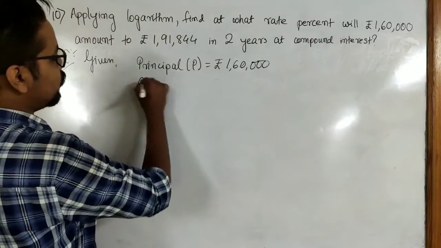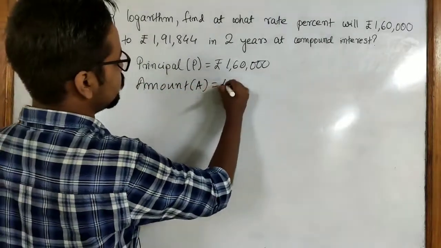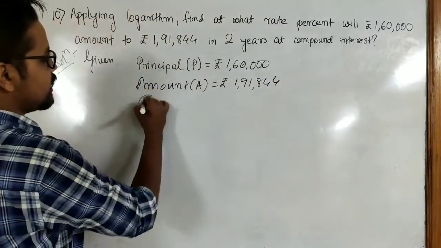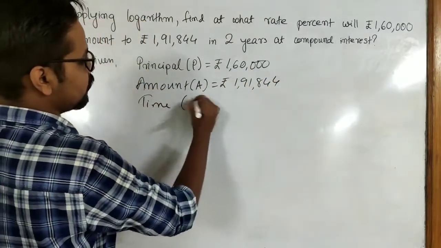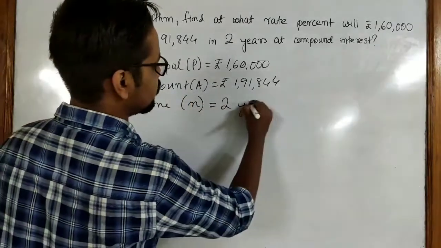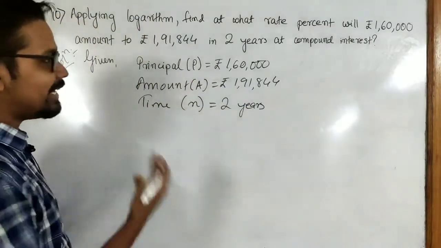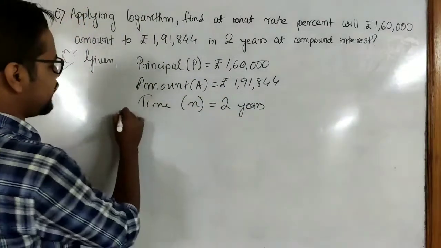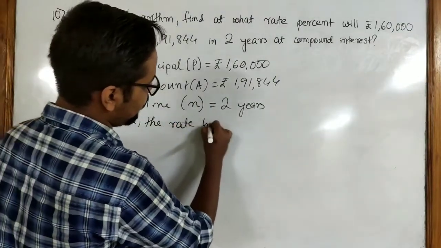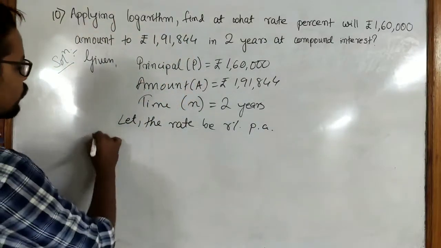Then we have the amount, which is rupees 1,91,844, and we are given the time, which we take as n here, as 2 years. So these are the values that we have, and we have to consider the rate as, suppose we take it as r. So let the rate be r% per annum.